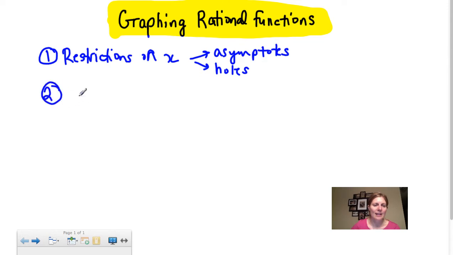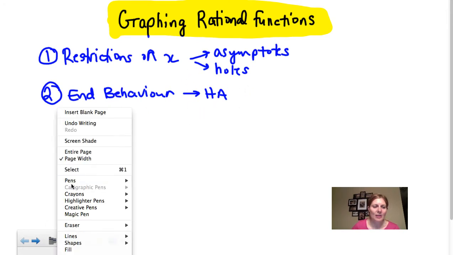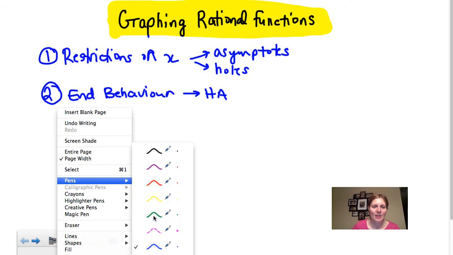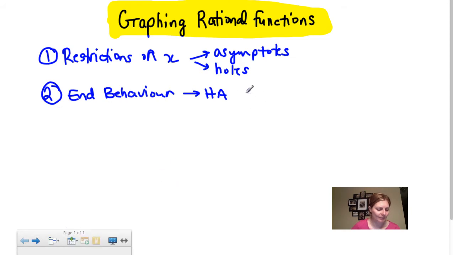The second thing that we have to consider is the end behavior. What's going to happen as this function heads towards positive and negative infinity? In other words, when we're looking at the end behavior, we're looking at our horizontal asymptotes. When you did your worksheet, we talked about the different patterns that developed with horizontal asymptotes. And so I'm just going to summarize those here.